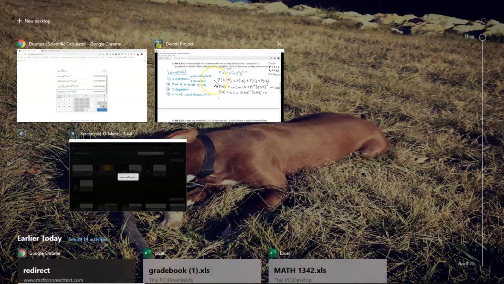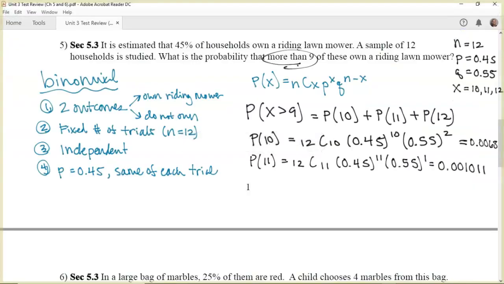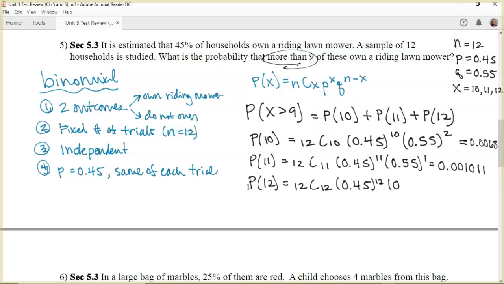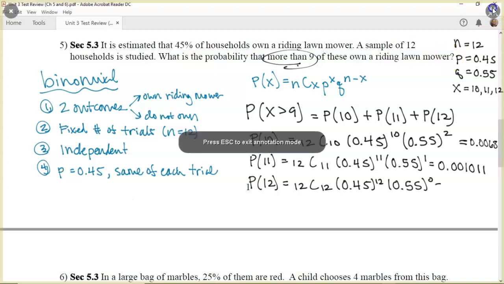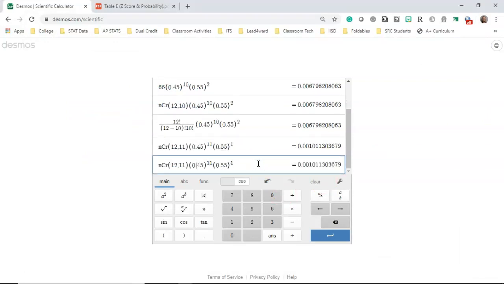But so now I have the value. I'll go back here and 0.00101, and then we do 12. So 12 choose 12, 0.45 to the 12th power, 0.55 to the 0th power, and then let's see what that is. Let me go back. So change this to a 12.